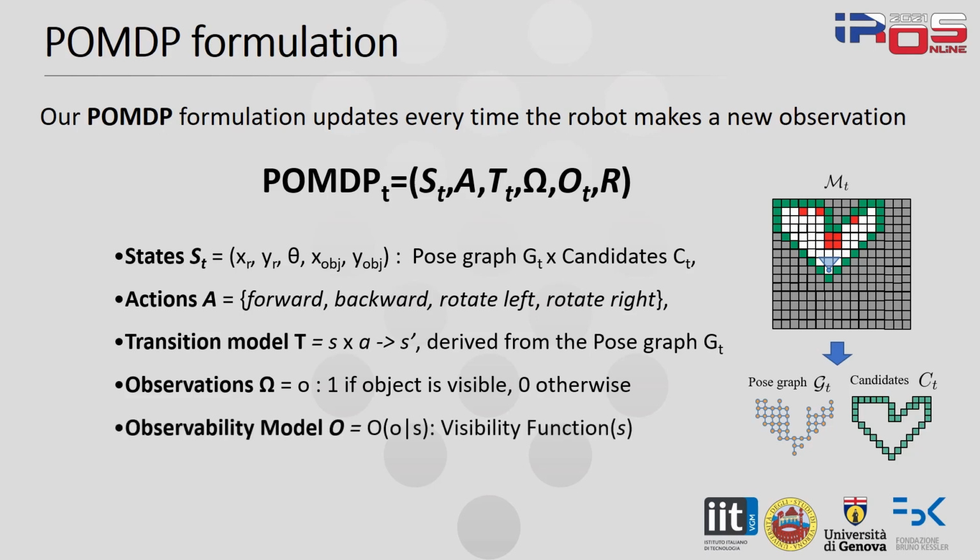The observability model defines the observation from the current state, and is defined by a visibility function that checks whether the candidate location defined by the state is inside the field of view of the robot. The reward function is high if an action leads to a state where the robot sees the object. Otherwise, the reward is set to -1 to penalize longer paths.